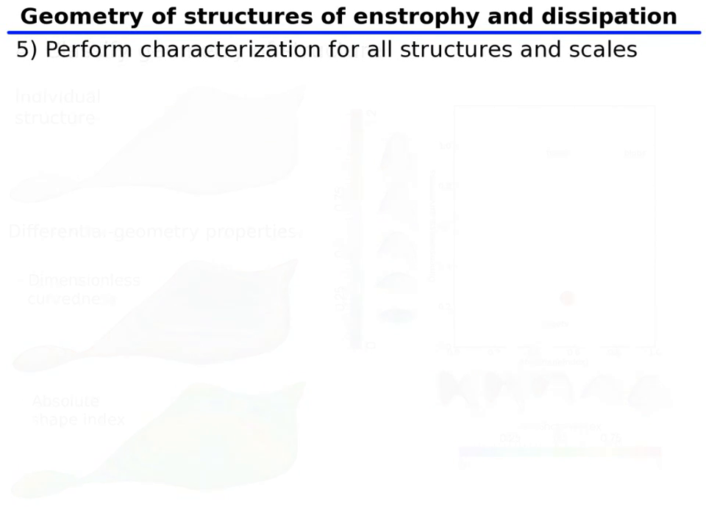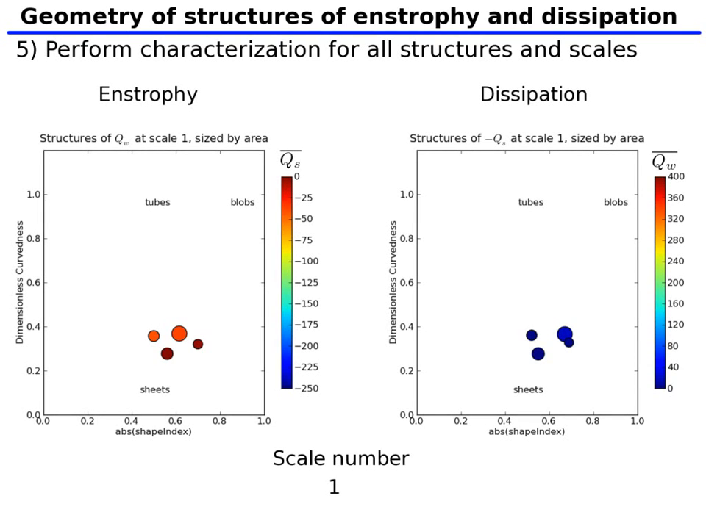Once this is done for all educed structures of entropy and dissipation, we classify and compare their geometry by the location of the circles in that plane. These circles are sized by the structure's surface area and colored by the average value of dissipation and entropy on the surface.